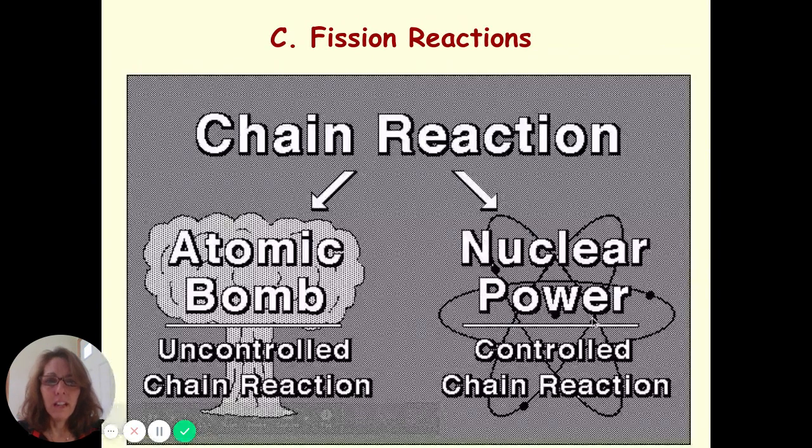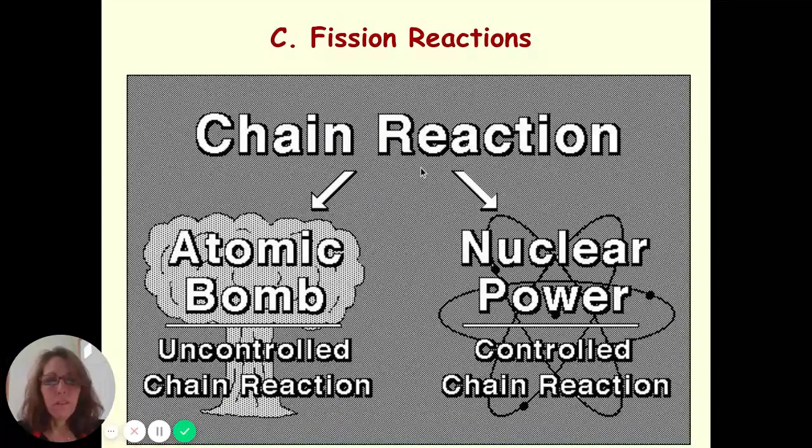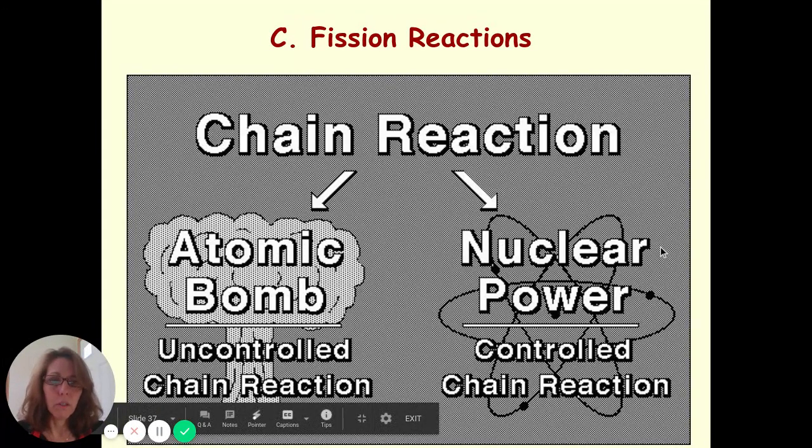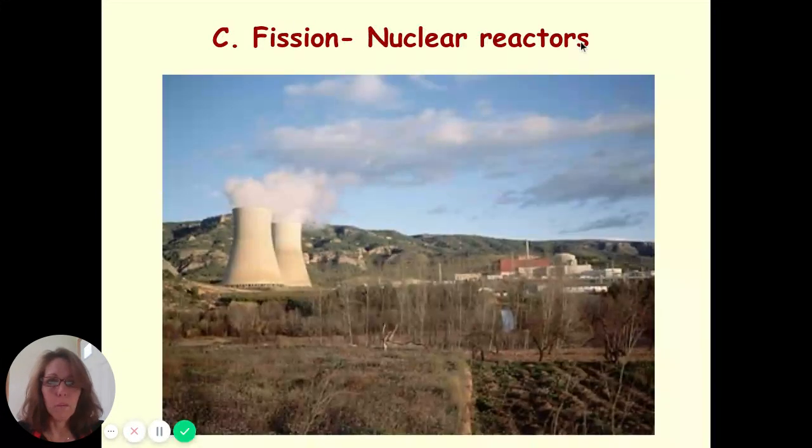It's kind of neat. The chain reaction that happens, if it's controlled, we have nuclear power. If it's not controlled, we have an atomic bomb, which is why there can be a problem with nuclear reactors. If they do go out of control, they're basically a nuclear bomb waiting to happen. You'll always see these cool cooling towers on your nuclear reactors. That's just steam coming out. It's just water vapor.